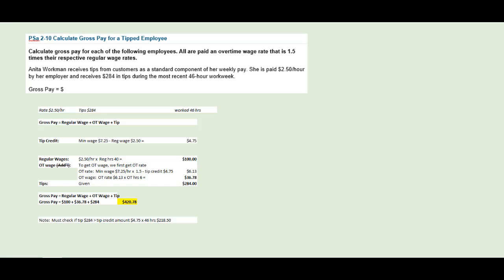Now, if the employee's total hourly wage does not exceed the applicable minimum wage, the employer must compensate the employee for the difference. So, in other words, if the tips of $284 were not sufficient, let's say if it was $200 in tips, that is less than the tip credit amount of $218.50. Then the employer must make up for the difference and compensate the employee for the difference.